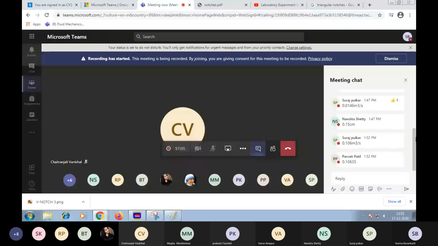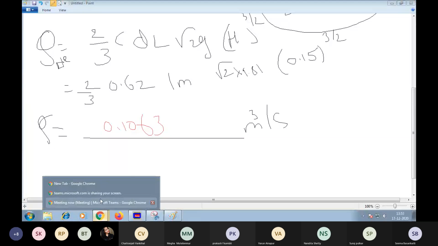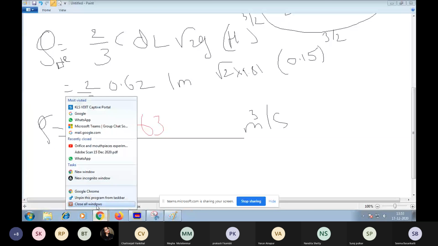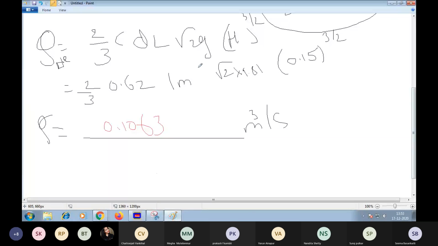0.10635. Okay. Whenever you send me the answer, please write the unit, because the unit is very important. If you follow this same method in the examination, you will forget to write the unit. Even though the answer is correct, if you have not written the unit, you are going to get 0 marks for that. So the discharge for the rectangular weir is 0.1063 meter cube per second.